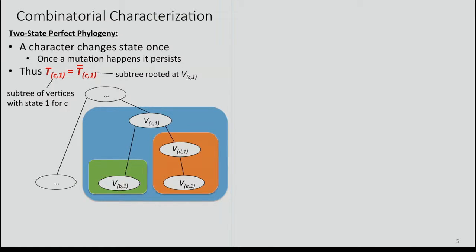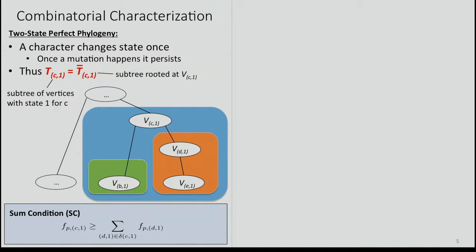And what you could do is think about your frequencies as a mass of a subtree rooted at this vertex. So the frequency of character C with state 1 is simply the sum of the usages of all the vertices in that subtree. If you want the usage of this single node, you could simply take the frequency of this entire subtree, the blue one, and subtract the green frequency and the orange frequency. And like I said, this has to be non-negative. This corresponds to the sum condition, and this is a necessary and sufficient condition for solutions of the problem.